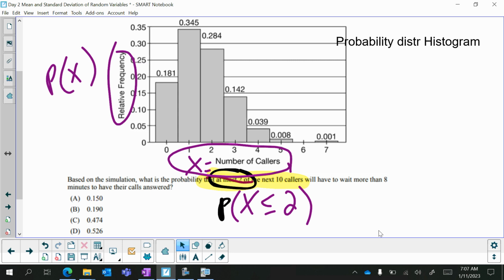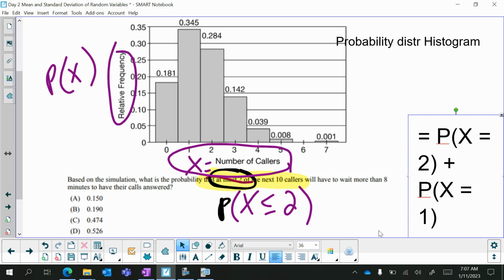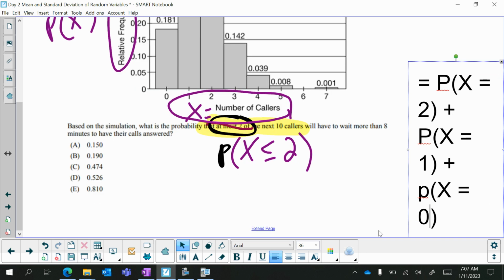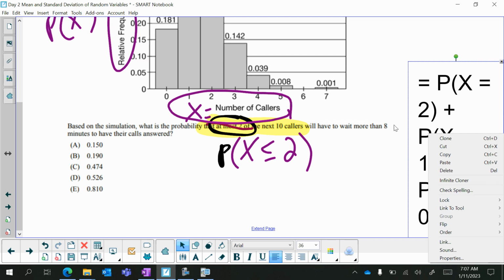Okay, so we're interested in the at most 2. So I'm hoping you said to yourself that that's going to be 2 or less. So that's going to be the probability that x equals 2 or x equals 1 or x equals 0. Okay, so the notation is important, especially in this chapter. So we need to make sure that we understand that the P means probability.